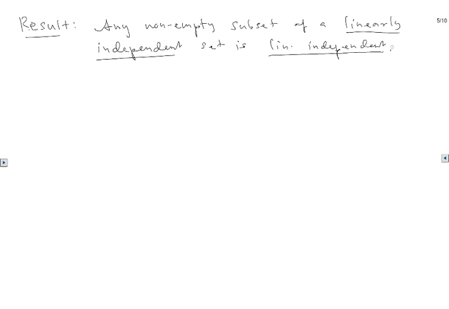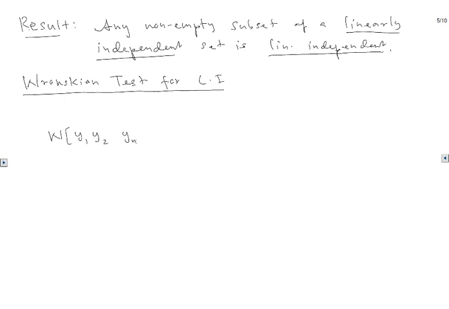So let's talk about the Wronskian test for linear independence. It's the same thing, but we can extend this to higher order. So we're going to consider the Wronskian of order n, for y1, y2 up to yn, many functions. We're going to use a larger determinant: y1, y2 up to yn, and then we take the derivatives up to order n minus one, because there has to be n columns and n rows.